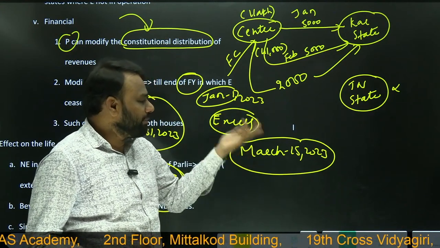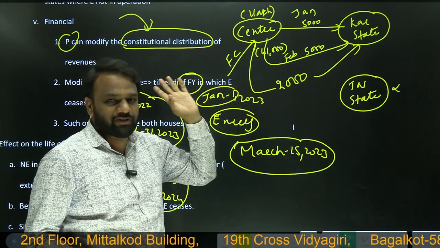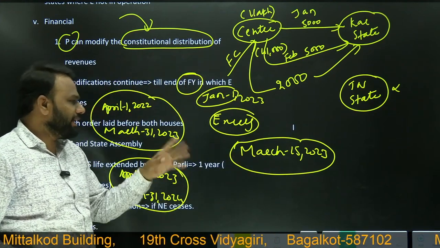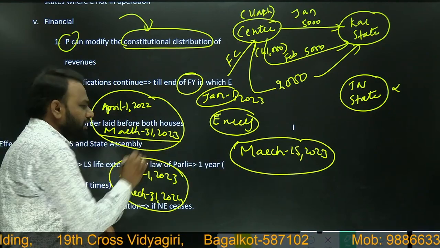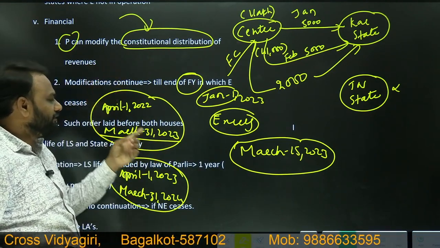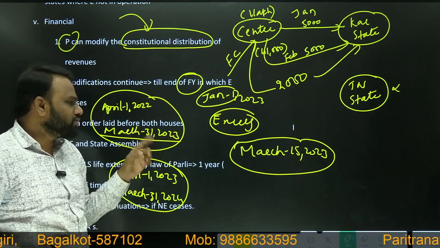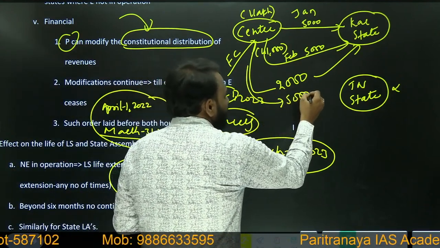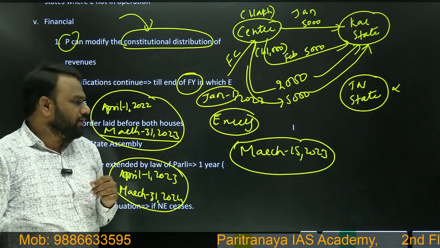So what happens in the month of April? How much will we be transferring from center to state? Whether it will be 2,000 or it will be 5,000. So here on March 15, 2023, when the emergency ceases, when will the financial year end? The financial year will end on March 31. So whatever modifications we had done will remain only till March 31, 2023. So in the month of April, how much amount will we be transferring? We will be transferring 5,000, because previously we used to transfer 5,000. Okay, so this is one scenario.